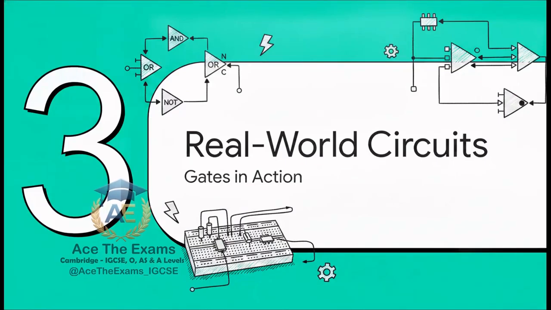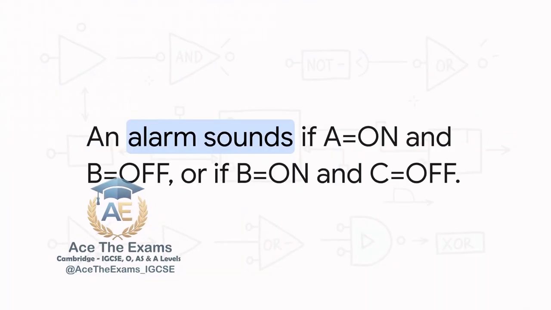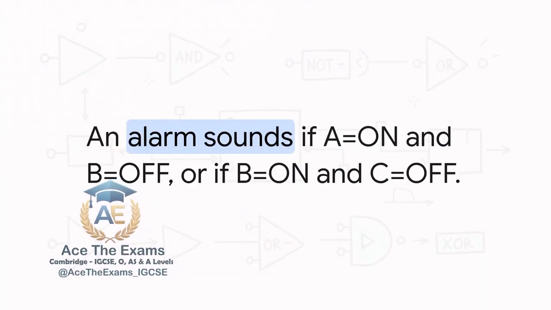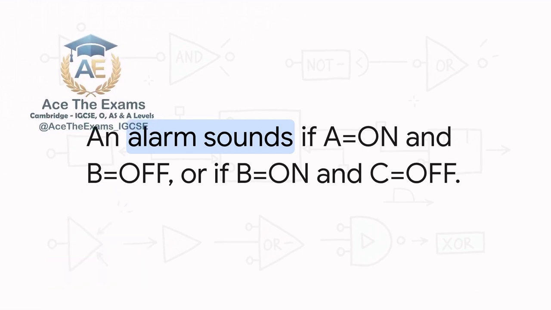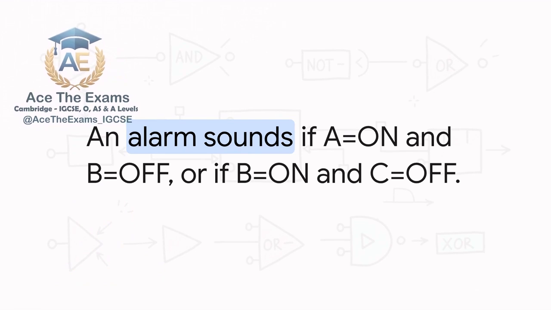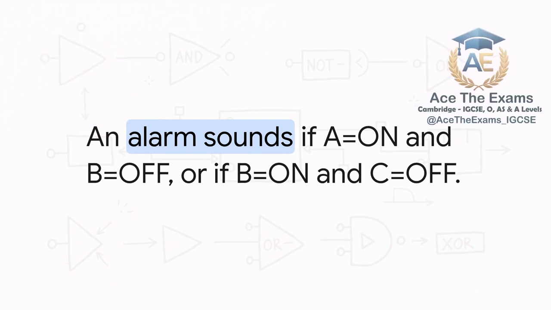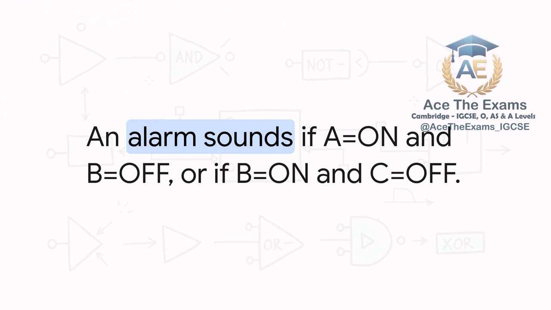All right, section 3. Let's see what these circuits actually look like in the real world. Let's tackle a real problem statement together. Imagine we have a safety system, and it has 3 inputs, A, B, and C. Here's the rule. An alarm, which we'll call output X, sounds if input A is on and input B is off, or if input B is on and input C is off.